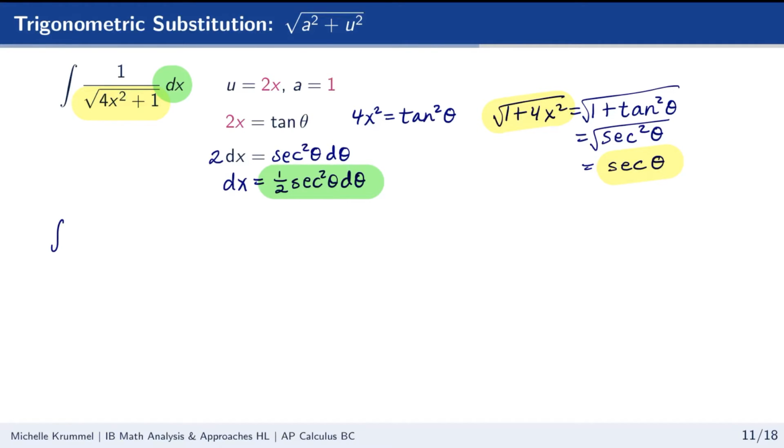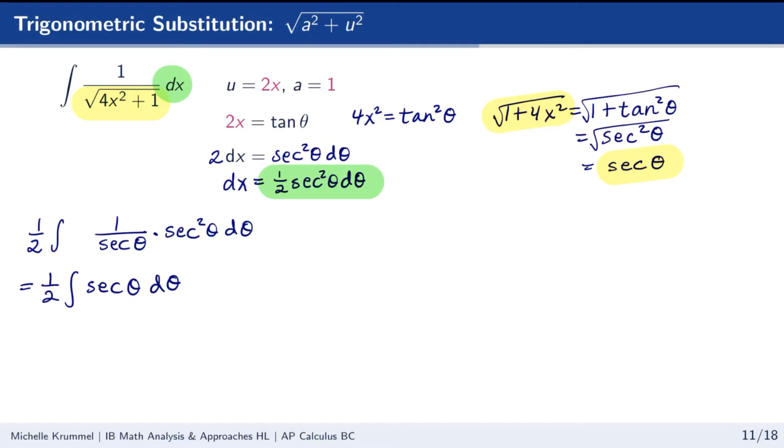And our integral becomes 1 over secant theta times 1/2, we'll bring out the constant multiple, secant squared theta d theta. And let's simplify some more. So that's just 1/2 times the integral of secant theta d theta. Okay, so that looks about as simplified as it's going to get, right? We're just integrating secant theta. How do we integrate secant theta? This is actually much more difficult than it looks. Integrating secant theta, it's not a recognition one unless you just happen to know the derivative of what equals secant theta.